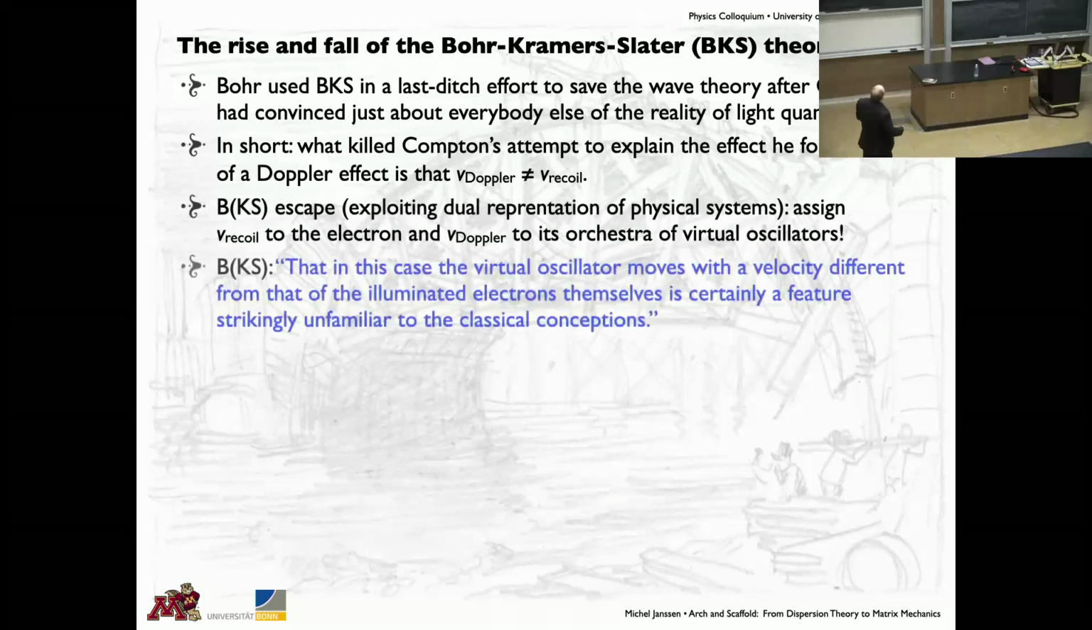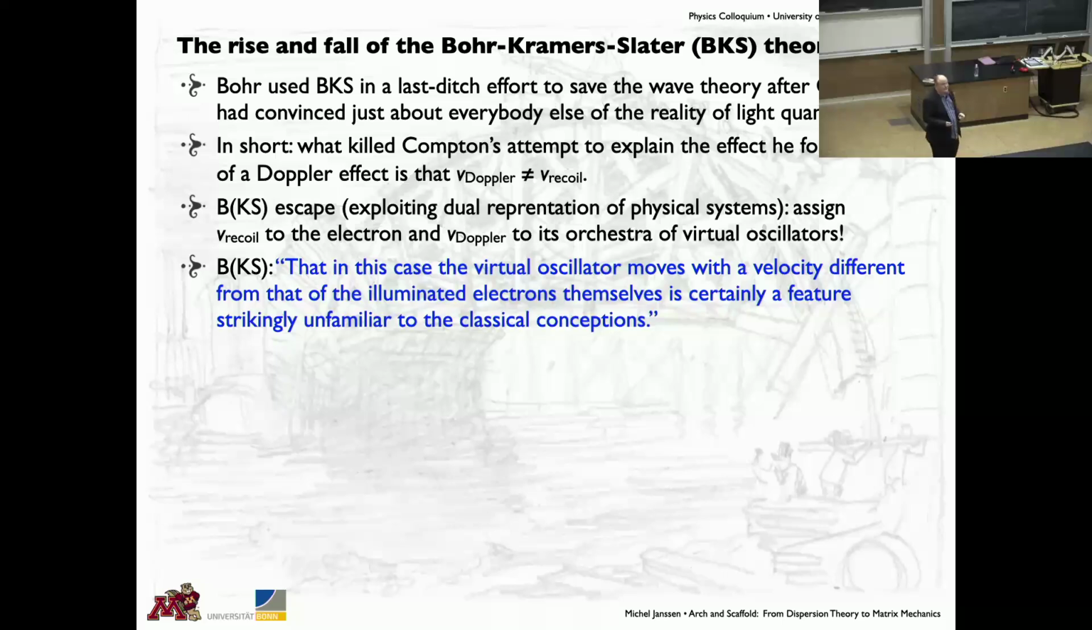And so he is saying that the electron itself moves with the recoil velocity. The oscillators move with the Doppler velocity, right? And so they say in the paper that in this case the virtual oscillator moves with a velocity different from that of the illuminated electrons themselves, which is certainly a feature strikingly unfamiliar to the classical conceptions.